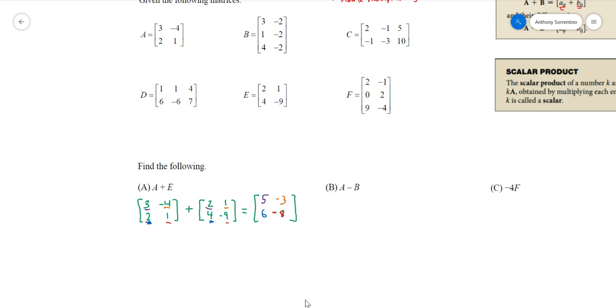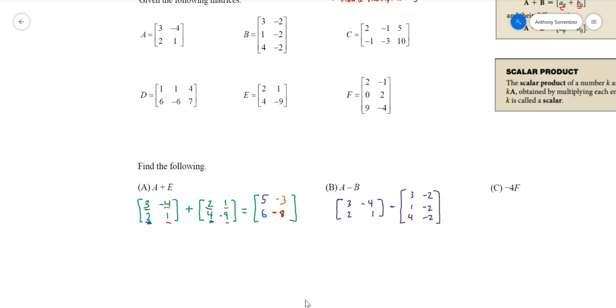A minus B means I'd be taking the matrix 3, 2, negative 4, 1, and subtracting the matrix 3, 1, 4, negative 2, negative 2, negative 2.